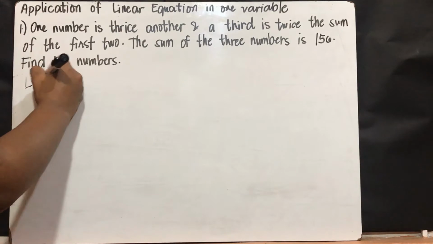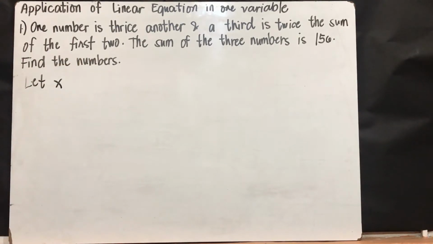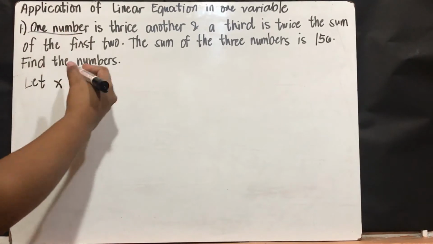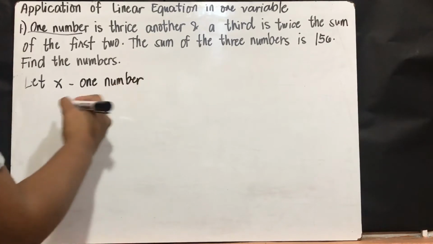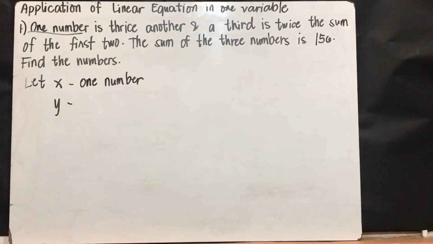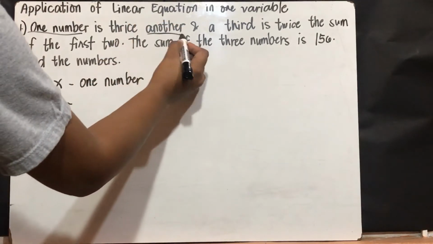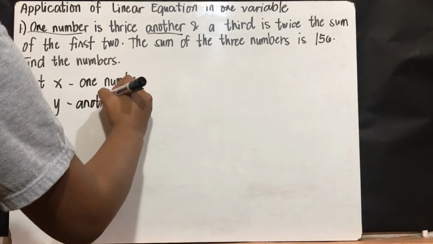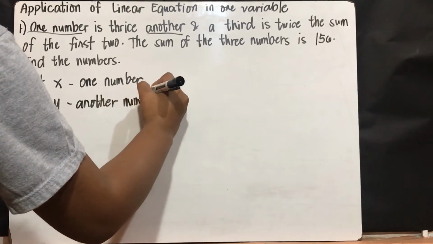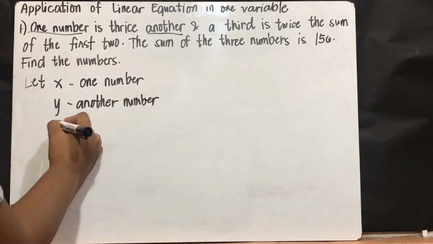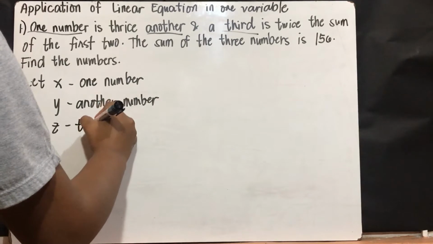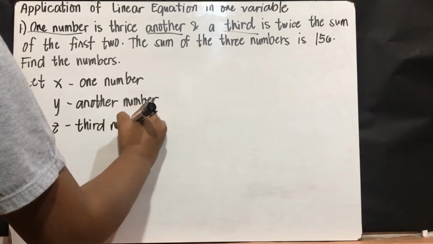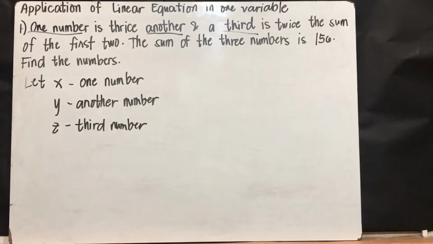Say for example, let x be equal to that one number. So, one number. And then, let y be equal to that another number. Ito yung mga unknowns. Another number. And lastly, let z be equal to the third number. Ngayon, tapos na tayo mag-designate ng mga variables for the unknowns.